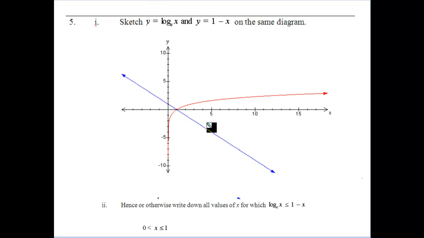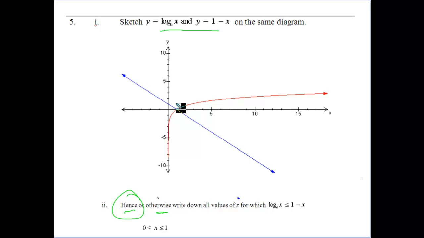Different type of inequality this time. The first part gets you to sketch, and this is one where we're just looking off the graph: log of x and 1 minus x. If we graph that, then hence or otherwise, well, you can try doing it some other way, but wherever you see hence, look at the previous part. Where is log of x less than or equal to 1 minus x? And this is just a case of reading it off the graph.